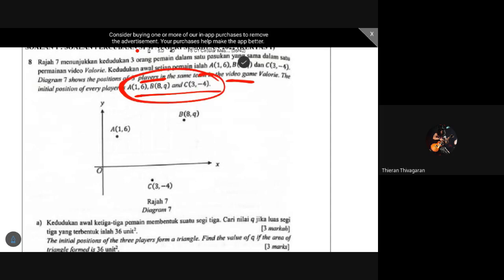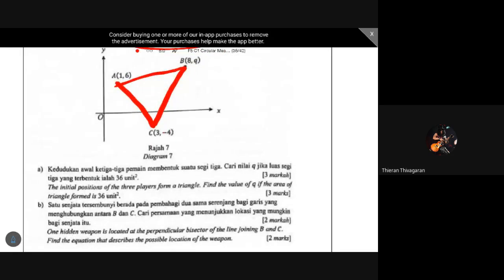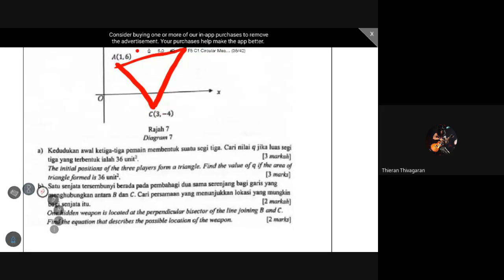So what shape can we form here guys? Apa bentuk yang kita boleh dapat dari 3 titik ini? Yes, very good. Triangle. You can draw it out. Okay, so this is your triangle. So let's read the question. The initial position forms a triangle. Okay, soalan dah bagi tahu kat kamu. Cari nilai Q. Okay, there is one unknown here. You can see over here. Kamu tak tahu coordinate Q ni apa. So if they say the area of the triangle is 36 units squared.